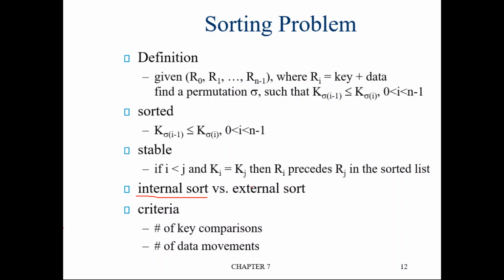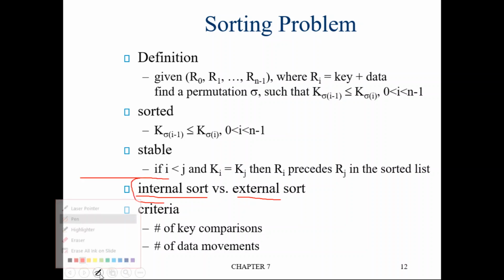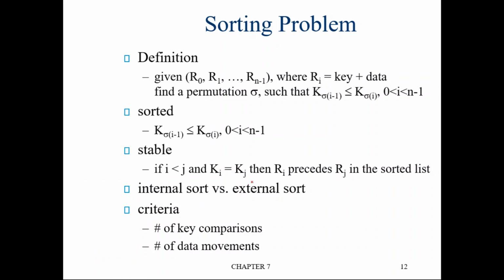In such cases we use external sort. So in simple terms, internal sort will be used for sorting a small amount of data, where the entire data can be placed in the main memory. In such cases, we will go for internal sort. If the entire data cannot be kept in the main memory and some portion of the data should be in the hard disk, in that case, we go for external sort.